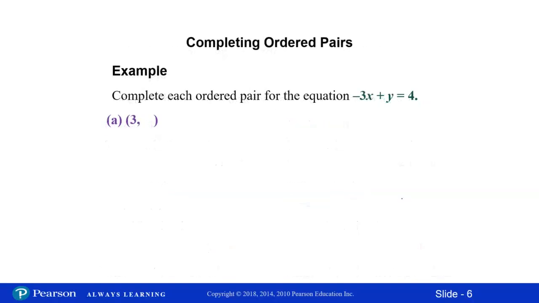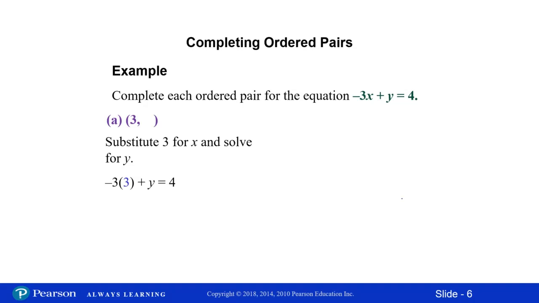Now let's complete the ordered pair. Here's an equation: -3x + y = 4. The ordered pair is given as 3, and the second number is missing. So we know that the x is 3, but we don't know what the y is. So we will replace our x by 3 in order to figure out the y. Let's go ahead and substitute the x for 3.